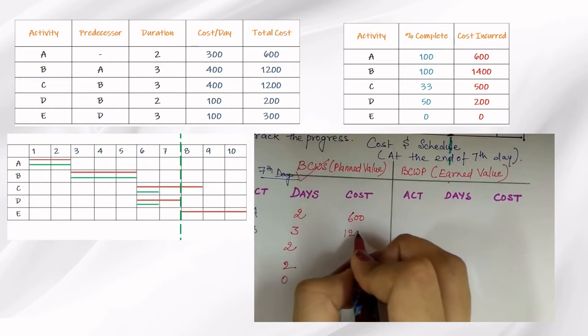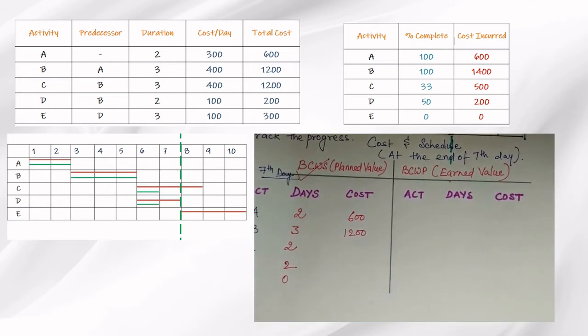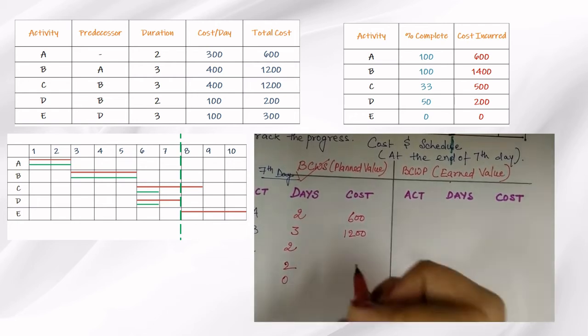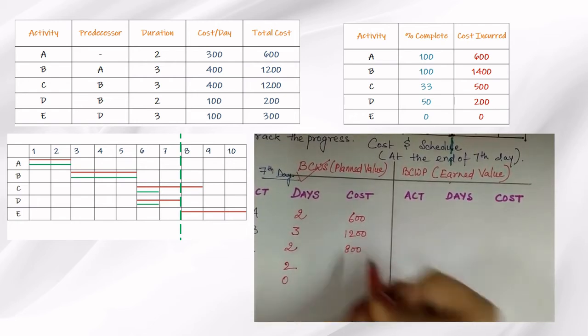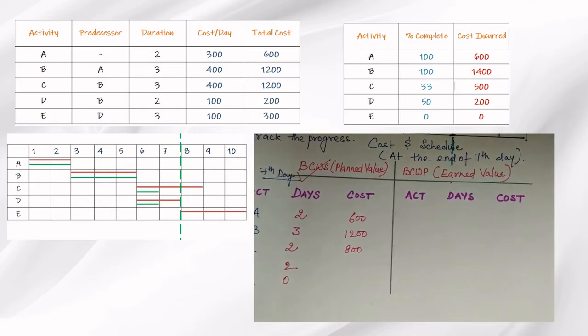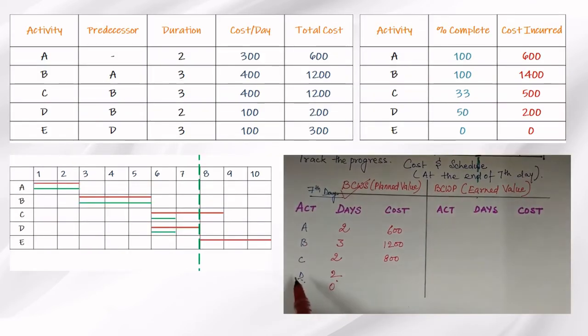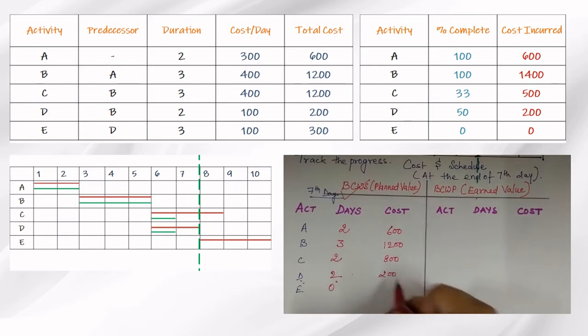1200 for B, since B was supposed to be 100% complete. Now C was covering 2 days out of 3 days in the planned scenario after the 7th day. C has 400 per day, so the planned cost is 800. The per day cost for D is 100. So we have the planned value at the end of the 7th day as 200.